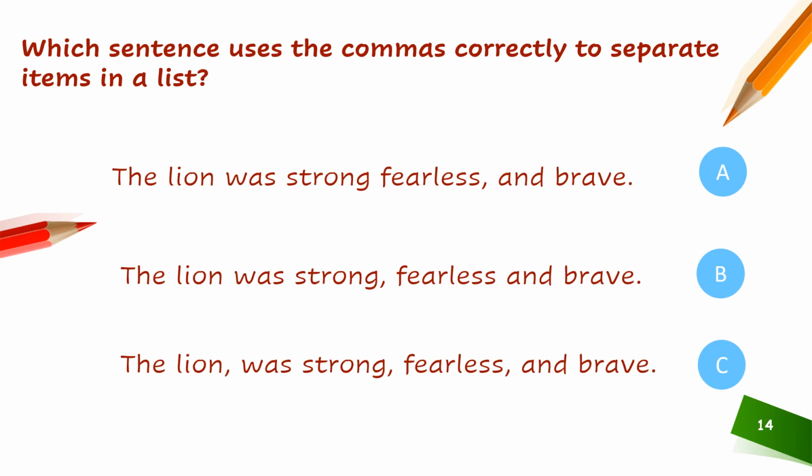Read these sentences carefully. Which sentences has the comma used correctly to separate the items in the list? Have you found it? It was number B. There were 3 adjectives to describe the lion. We only needed to put the comma between strong and fearless, and the last 2 were separated by the word and. In number A, we had a comma before and, which we know is against the rules. And in number B, we didn't have to have a comma after the first word lion.